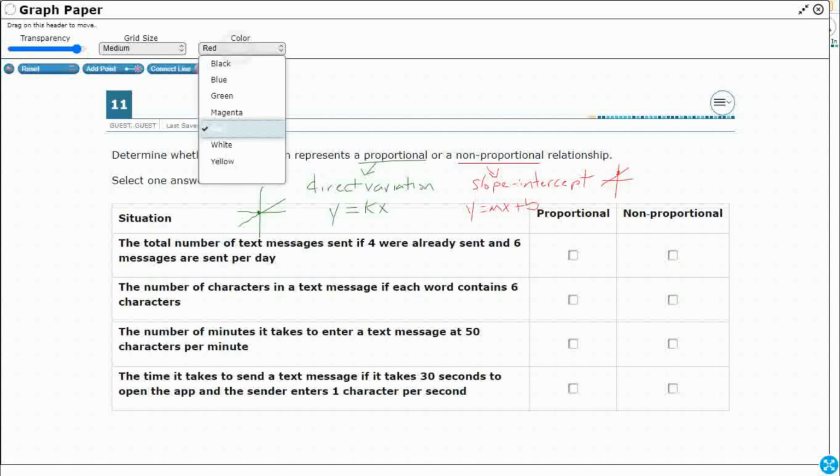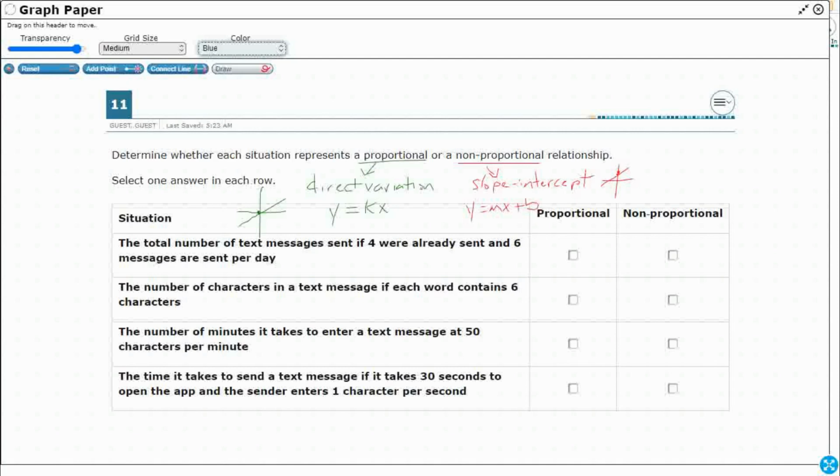So how do we recognize those in problem situations? Well, we look to see whether it's real simple, dependent, independent variable, or whether they throw in something extra. So let's look at this first one right here. The total number of text messages sent if 4 were already sent and 6 messages were sent per day.